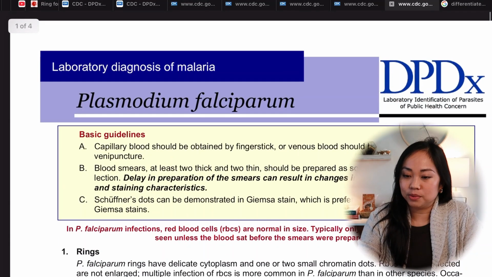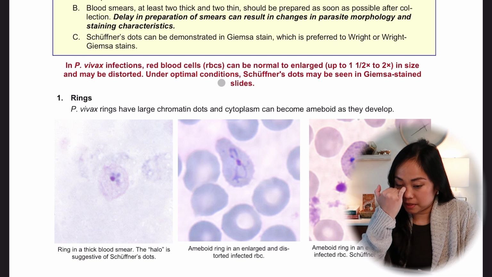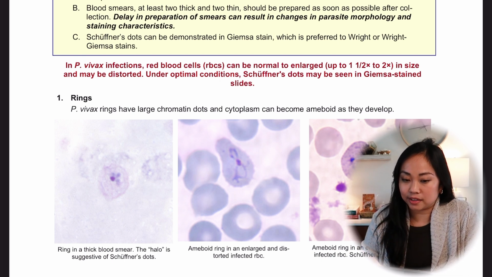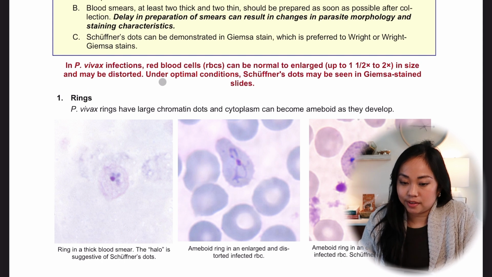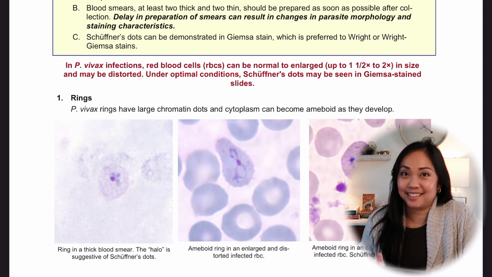Let's jump into Plasmodium vivax. In P. vivax infections, red blood cells can be normal to enlarged, so they get bigger in size when they get infected, and may be distorted. Under optimal conditions, Schüffner's dots may be seen in Giemsa-stained slides.